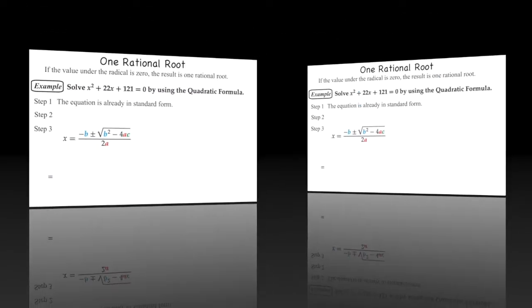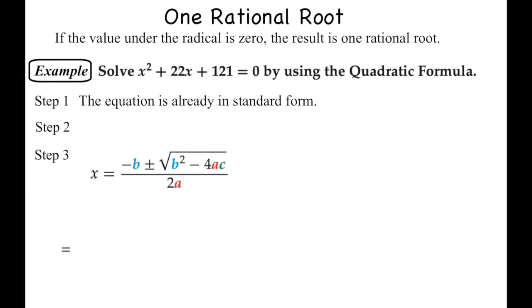So here's an example where we will end up with one rational root. This happens when the value underneath the radical, the b squared minus 4ac part, is equal to 0. So here's an equation. We're going to go ahead and solve that. We're going to use the same process. It's already in standard form, so there's nothing that we need to do. For step number 2, we're just going to find what a, b, and c are. And then we're going to jump right in and plug those into the quadratic formula.